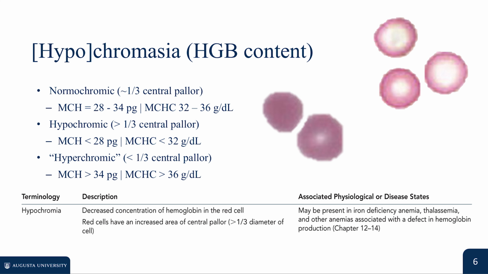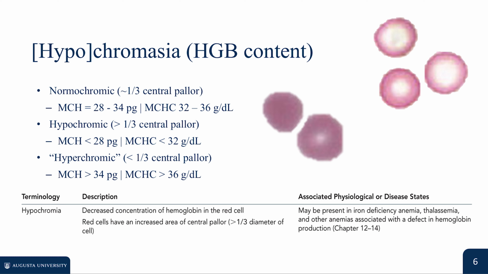Let us now examine chromasia, which is the microscopic evaluation of cellular hemoglobin content correlated with the automated MCH and MCHC. Normochromic erythrocytes exhibit a central pallor occupying roughly 1/3 of the total cell diameter. Their corresponding quantitative values fall into reference ranges of 28 to 34 picograms for the MCH and 32 to 36 grams per deciliter for the MCHC.